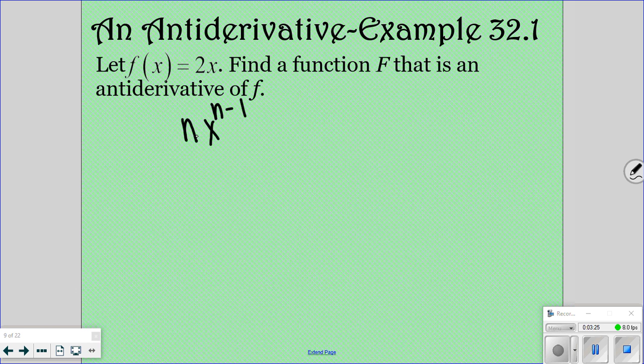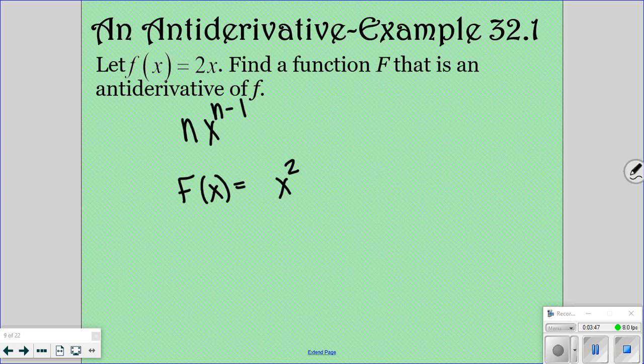So we need to move that back up here. And so if you use your original function, you should get x squared. And if you check, move the 2 in front, 2 minus 1 is 1, and you get 2x. But it says that is an antiderivative of f.